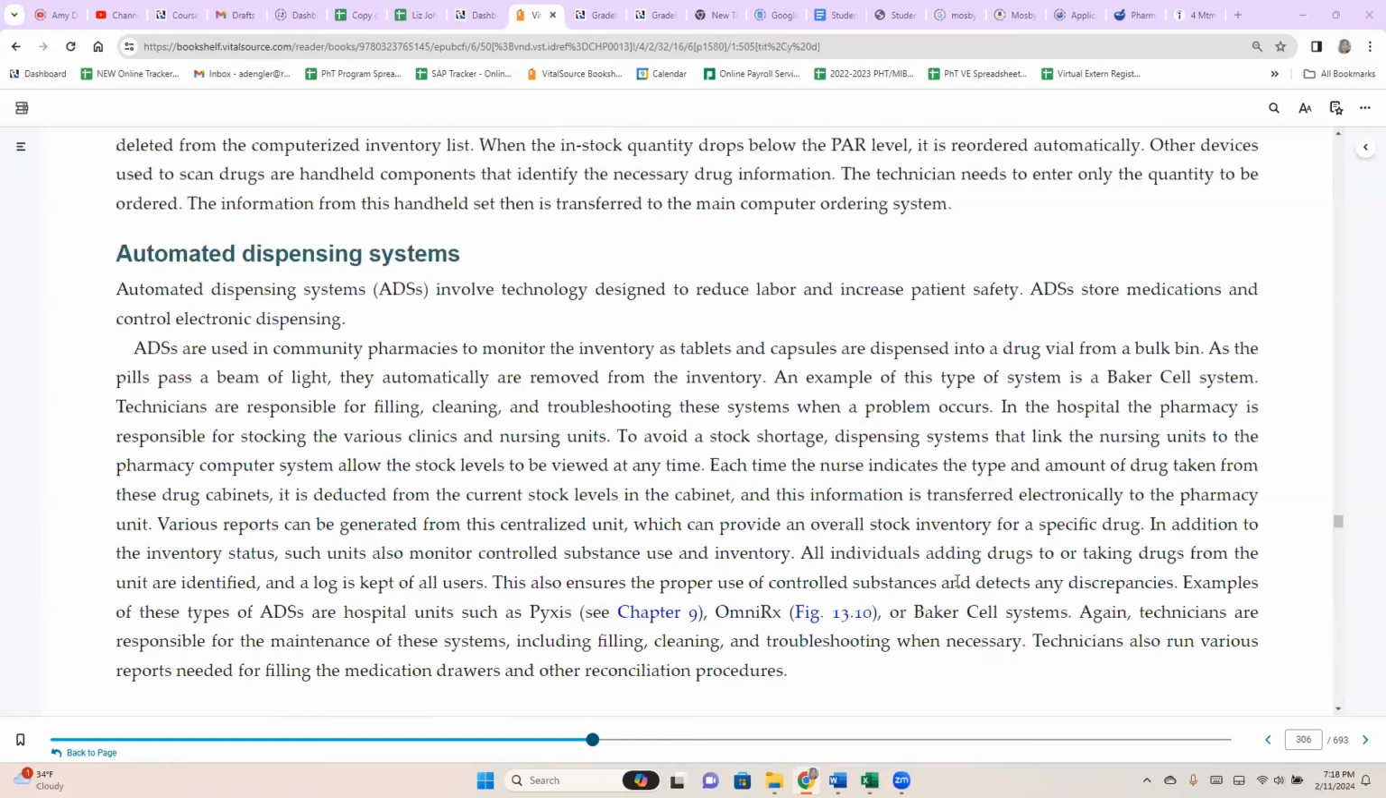Automated dispensing systems involve technology designed to reduce labor and increase patient safety. They store medications and control electronic dispensing. They are used in community pharmacies to monitor the inventory as tablets and capsules are dispensed into a drug vial from a bulk bin. As the pills pass the beam of light, they automatically are removed from the inventory.